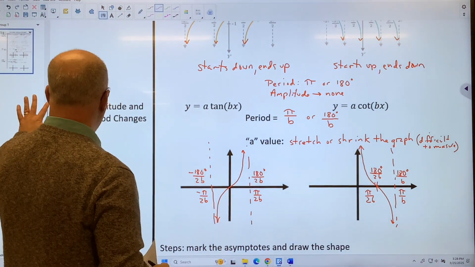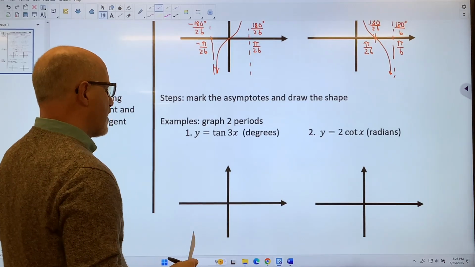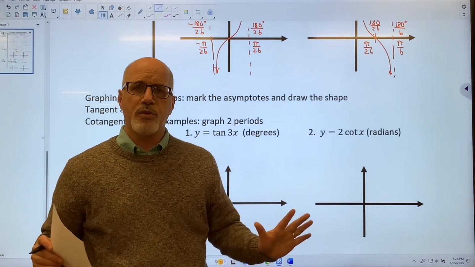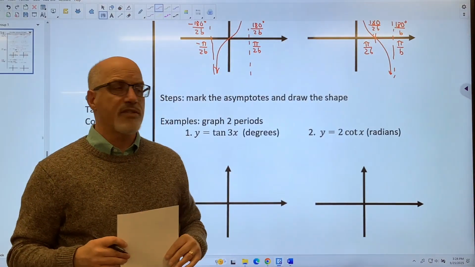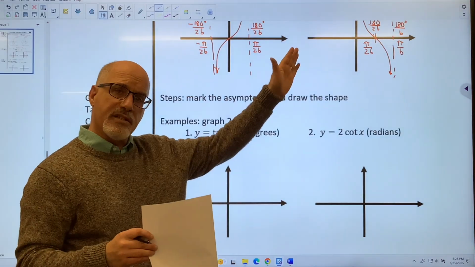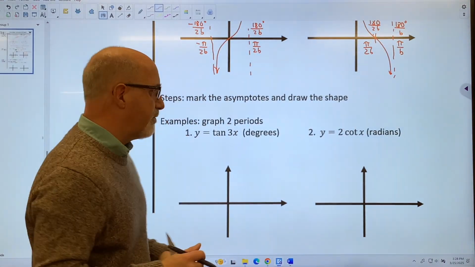All right, now let's do a couple examples. It will become a little clearer with the examples as we do this. The steps really are to mark the asymptotes. It's important to establish where your asymptotes are with these graphs, and then draw the shape, remembering that tangent starts down, ends up, and cotangent starts up and ends down in their typical form.